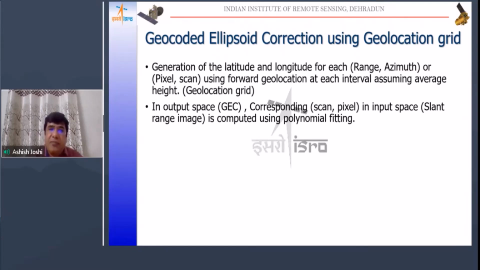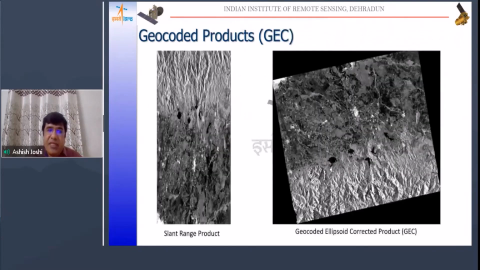So how will the image look? This is the slant range image. Here the geometry is not correct because it is compressed and not properly oriented. I have already shown the four possible combinations. After the geometrical correction, or geocoded product using the average height, we are correcting this image. You can see it is properly oriented towards the earth surface, and these features or mountains are coming in this direction.